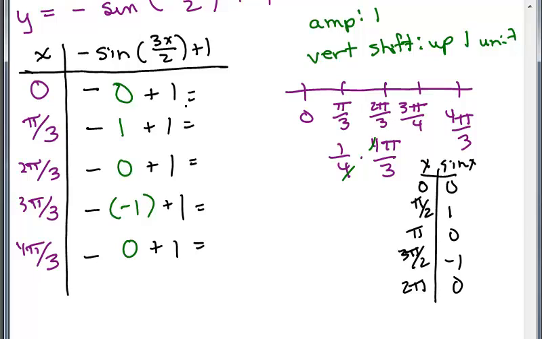So let's compute. -0 plus 1 is 1. So my first ordered pair is going to be at 0, 1. -1 plus 1 is 0. -0 plus 1 is 1. The opposite of -1 is 1, so I have 1 plus 1 is 2. -0 plus 1 is 1, and so there are my 5 ordered pairs that I want to put on the graph. So now we're ready to graph.